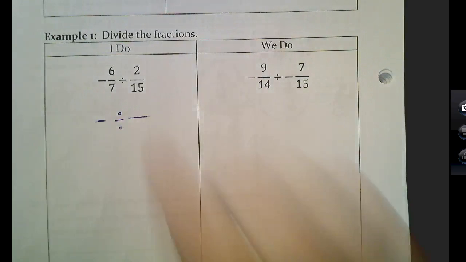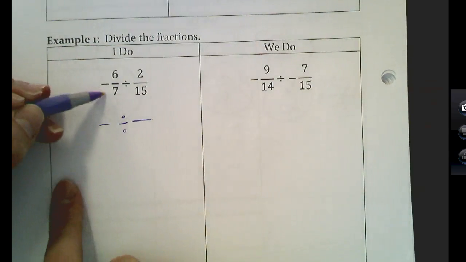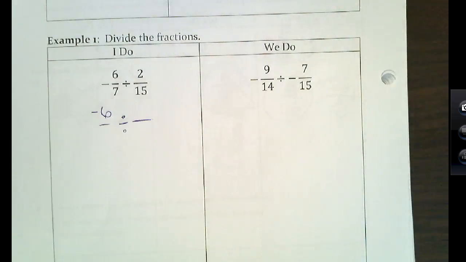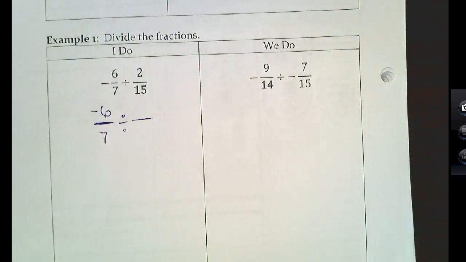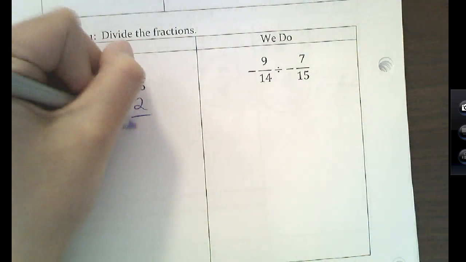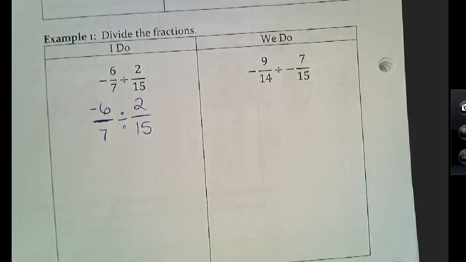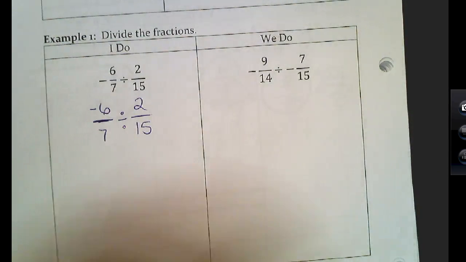Good. You should be giving me a thumbs up. Take that negative and put that with the 6. We're going to call it a -6. And then the 2/15 is positive. So we're starting off by assigning all of our negatives to the numerator. Now, in order to divide fractions, we need to keep, change, and flip.